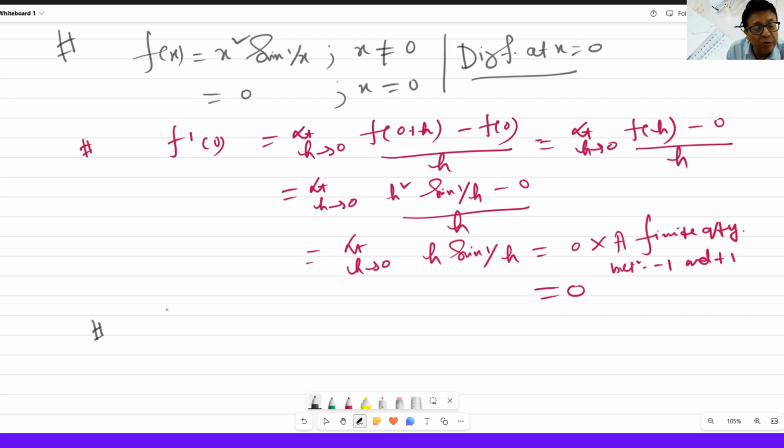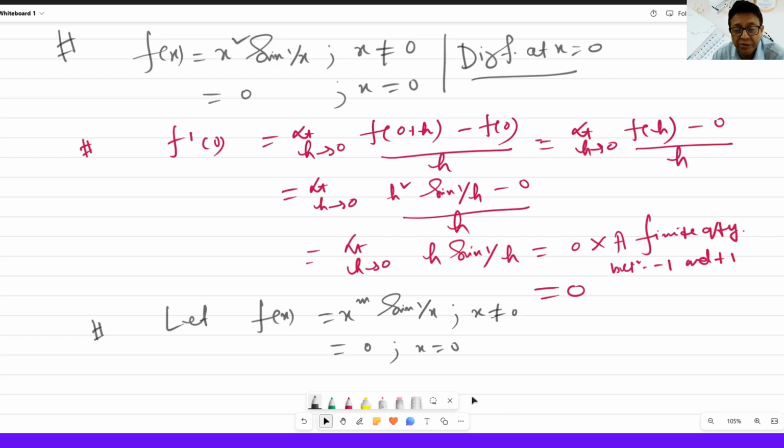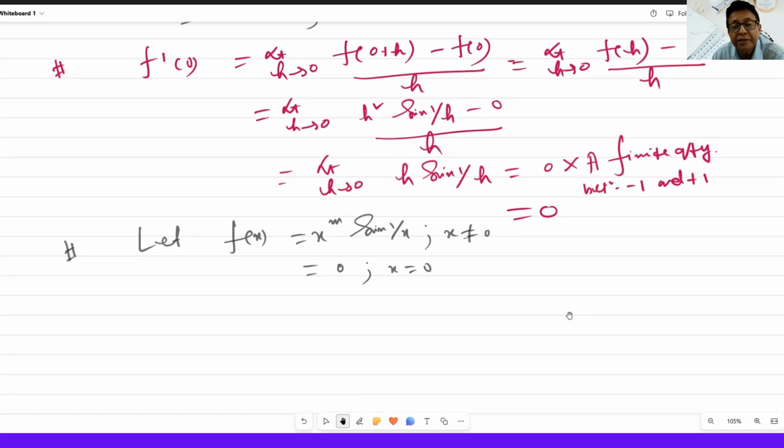Let f(x) equal to x to the power m sine 1 by x, x not equal to 0, 0 for x equal to 0. Check differentiability at x equal to 0, or the question may be asked this way also.